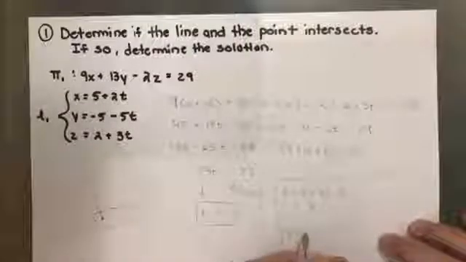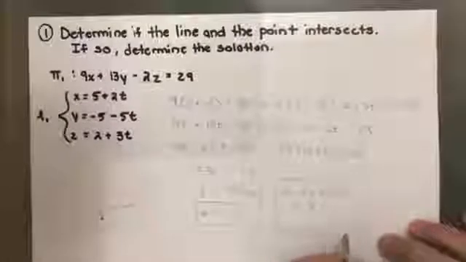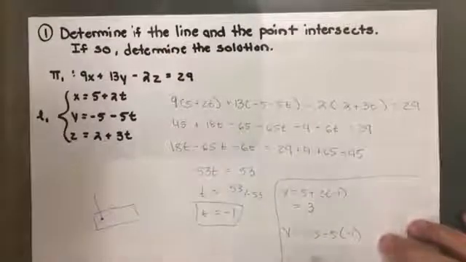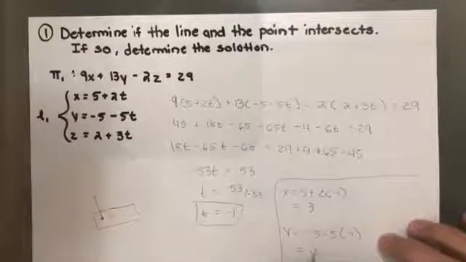Let's do it for y now. Minus 5 times negative 1 is going to give us positive 1. Minus 5, positive 5 is going to give us 0.